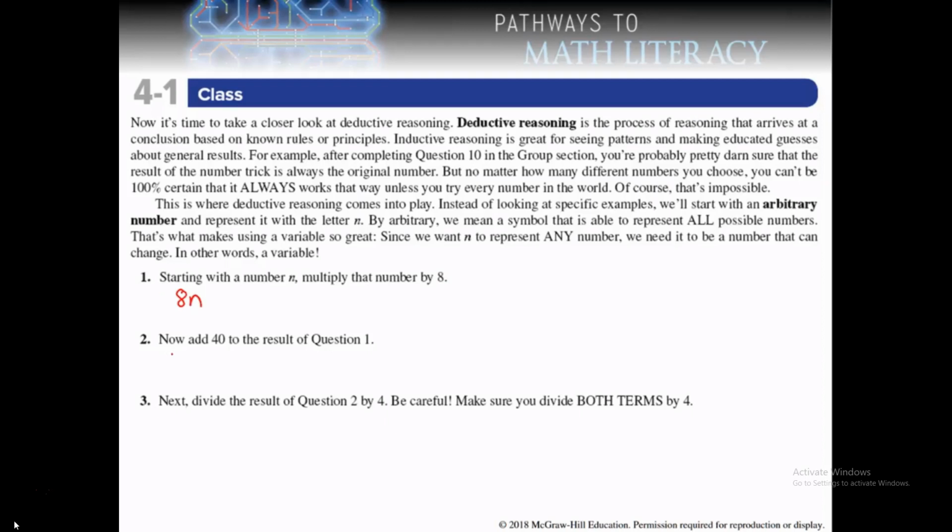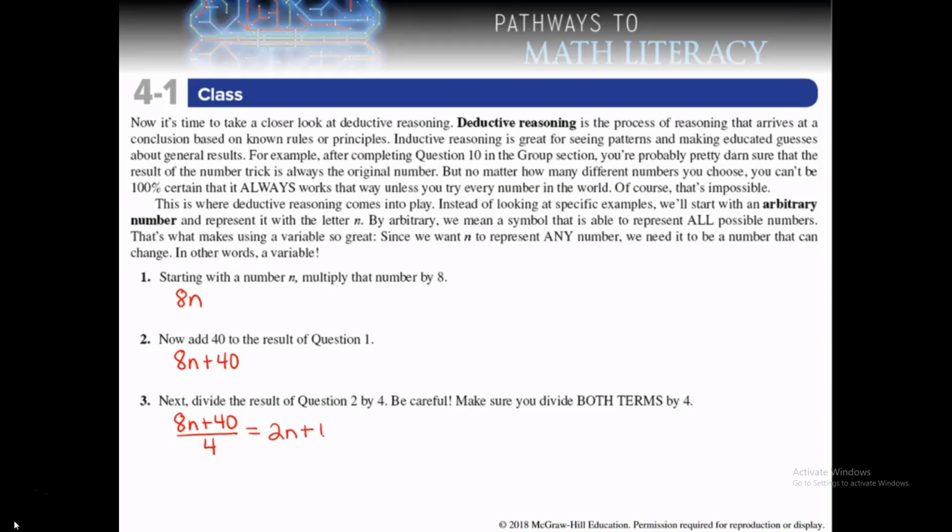And then in 3, divide that answer by 4. So we'll take 8n plus 40 and we'll divide it by 4. And the easiest way to do that is to divide each term separately. So 8n over 4 gives me 2n plus 40 over 4 gives me 10. So now we have 2n plus 10.